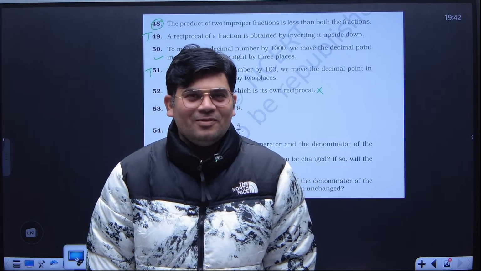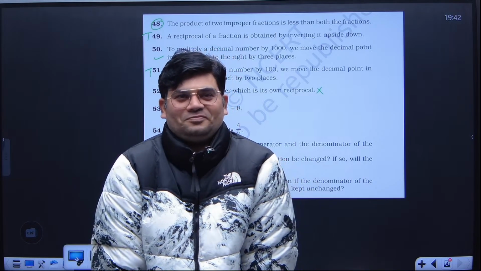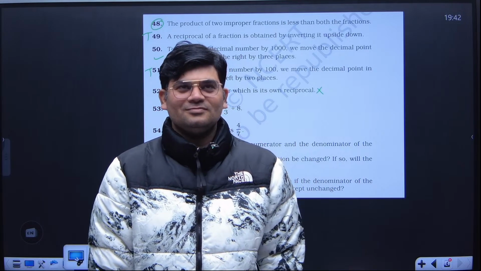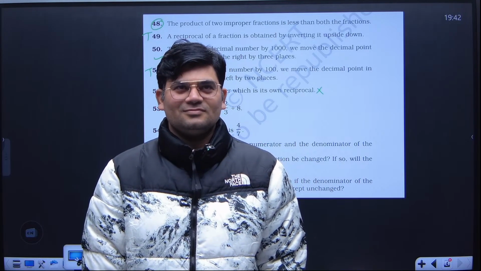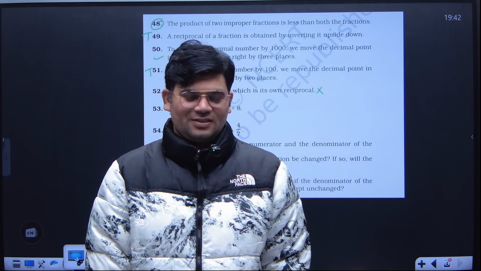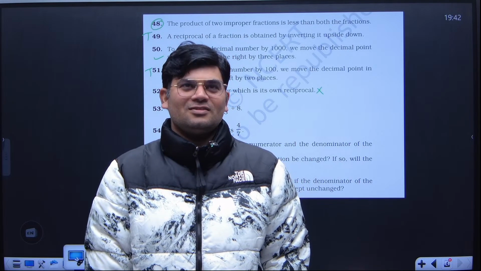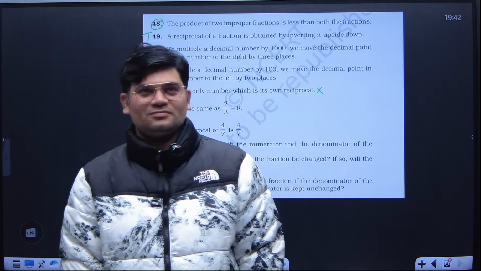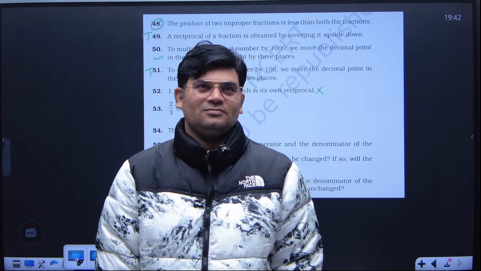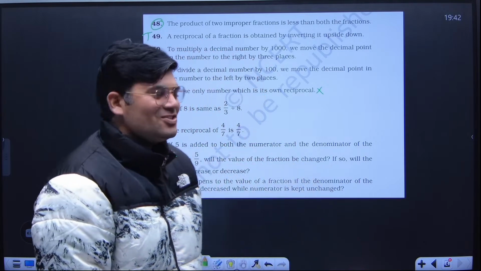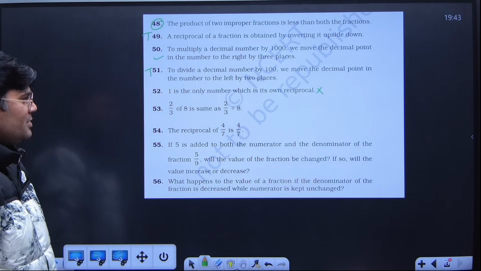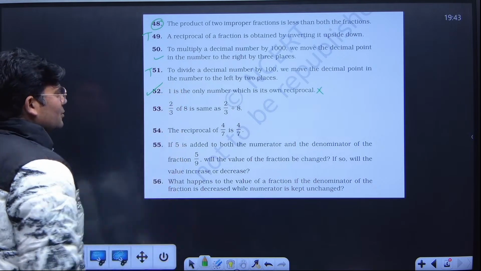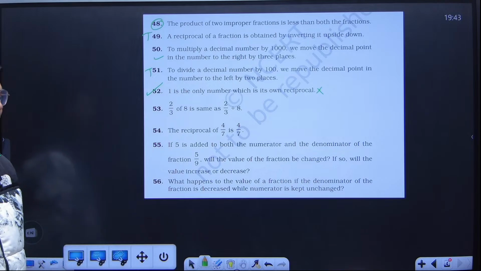Do you have any other number which is its own reciprocal? -1? Yes. Then what is the reciprocal of -1? -1. Okay. So 1 is not the only number which is its own reciprocal. We have one more number, which is -1. Next.